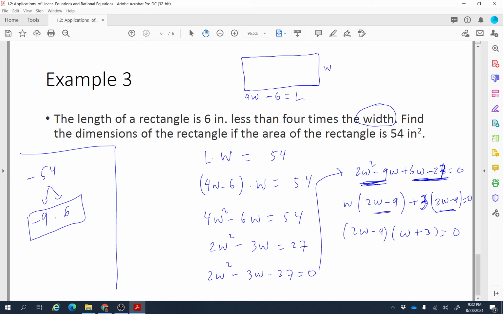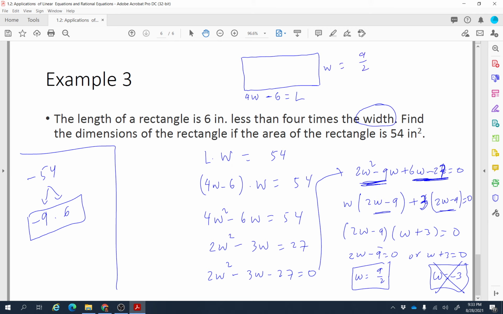So now, by using the zero product property, either this is equal to 0 or this is equal to 0. 2w minus 9 equals 0 or w plus 3 equals 0. If I solve this one, w would be 9 over 2. But if I solve this one, w would be negative 3. Remember, w stands for the width, but width cannot be negative, so we don't have to worry about this option. The only available option is w equals 9 over 2, which is 4.5 inches.